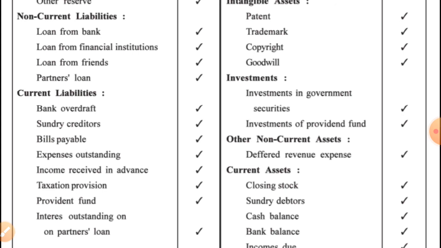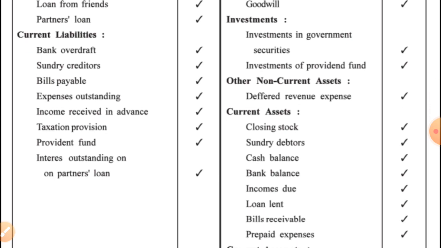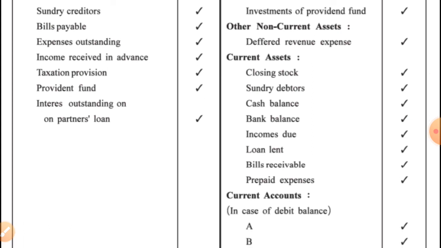Then afterwards current assets, which include closing stock and sundry debtors who can be easily converted into cash within a time limit of 1 year. Current assets are such as closing stock, debtors, cash balance, bank balance, income due, loan lent, bills receivable, prepaid expense. All these come in the category of current assets.